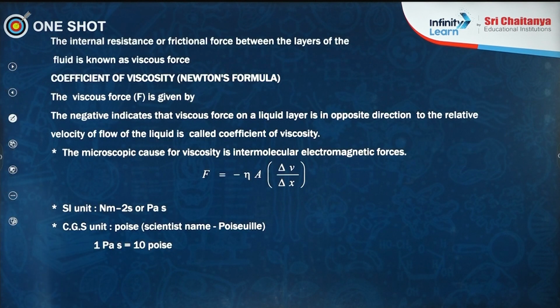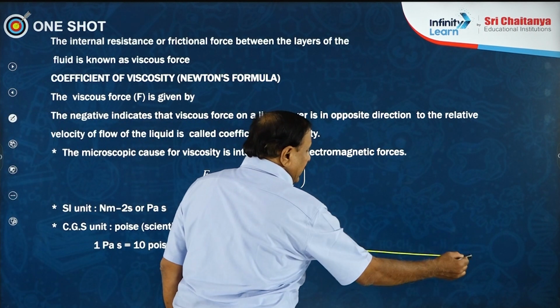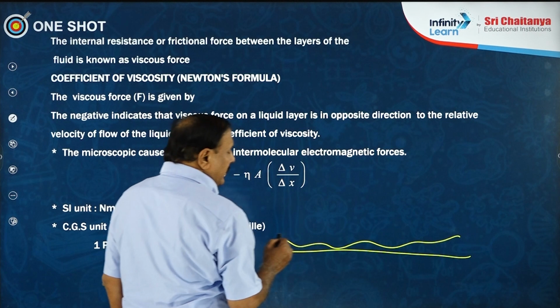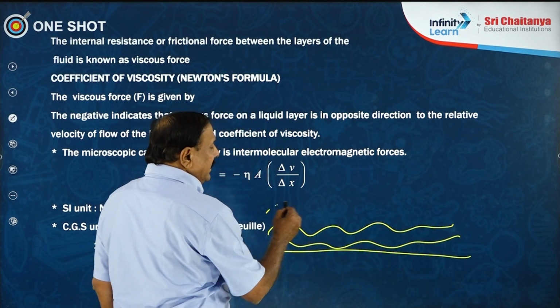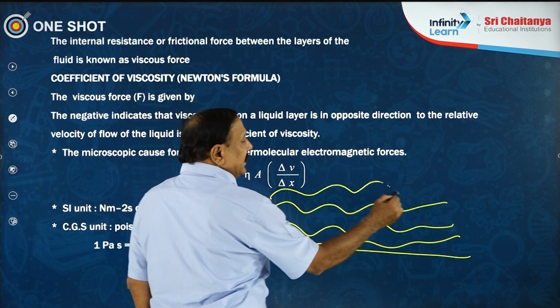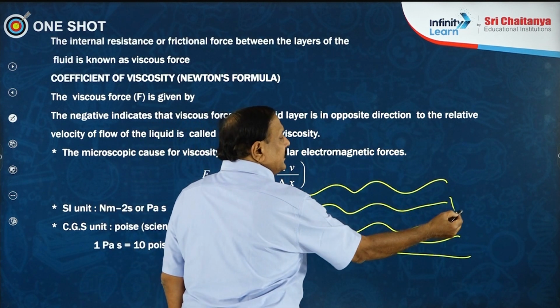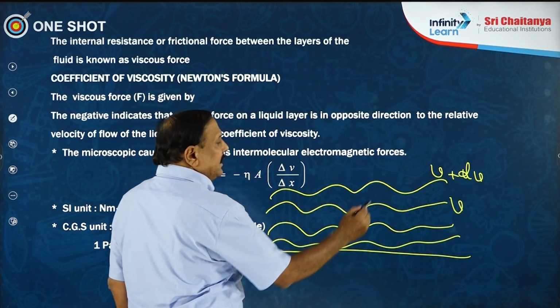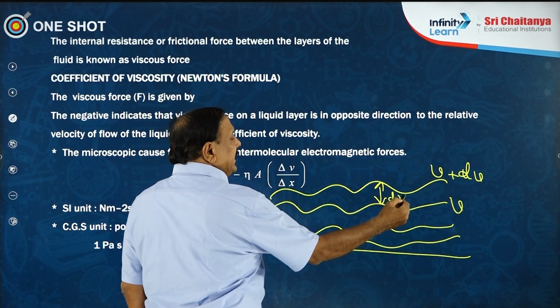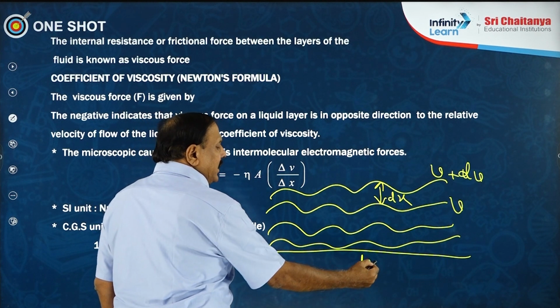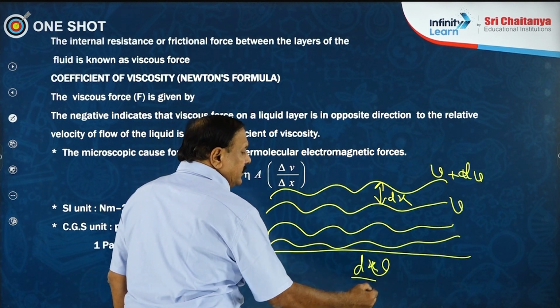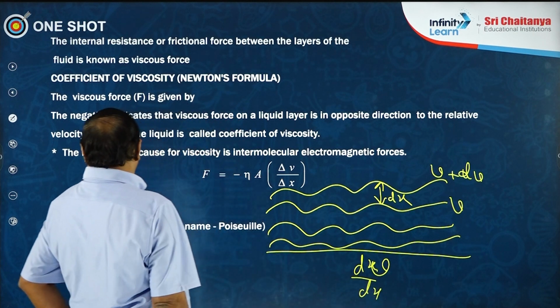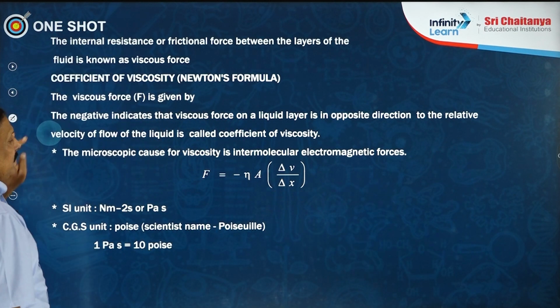Next is called Newton's formula. Suppose a liquid is flowing on a surface, the liquid can be considered as different layers. Suppose the velocity of this layer is v, the velocity of the next layer is v plus dv. The separation between the two layers is dx. Then we can call the change in velocity by distance, the change in velocity of the liquid between the two layers.